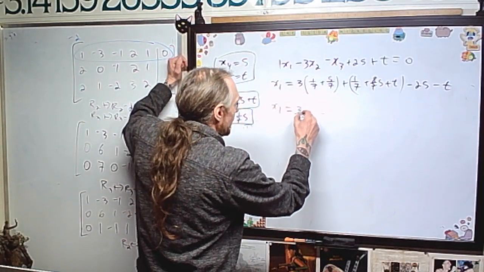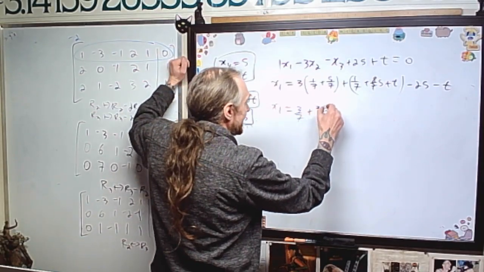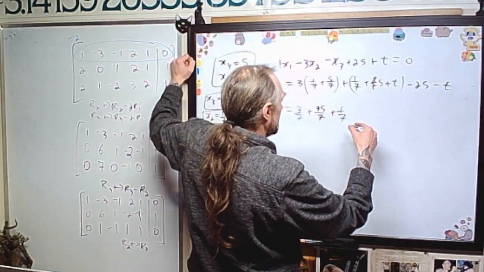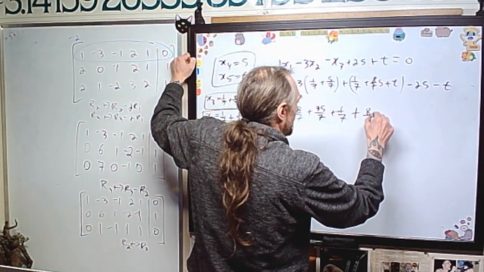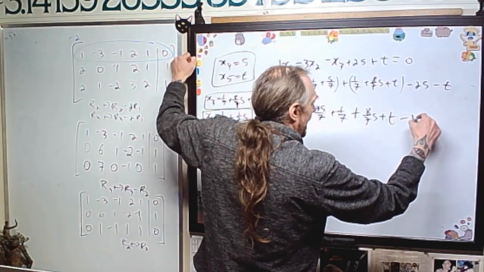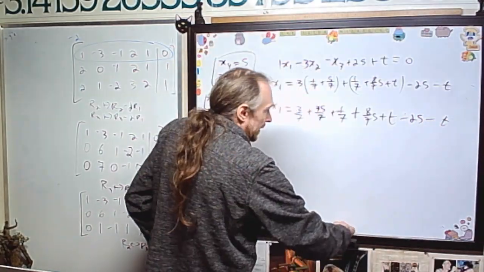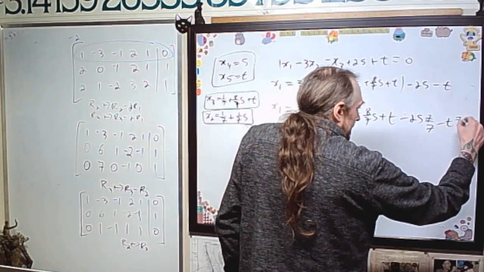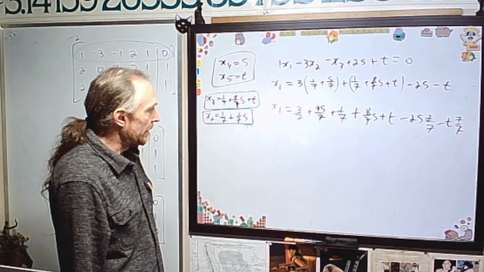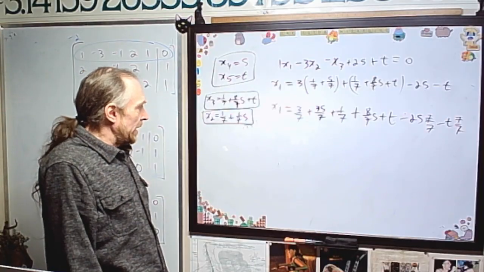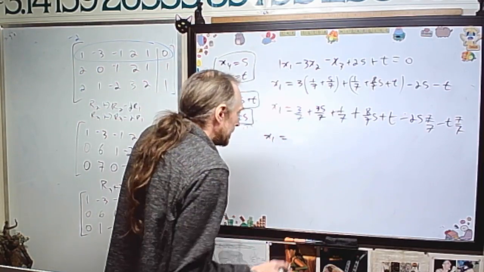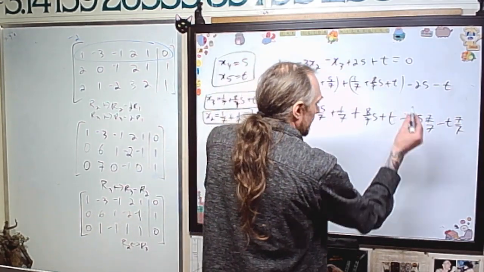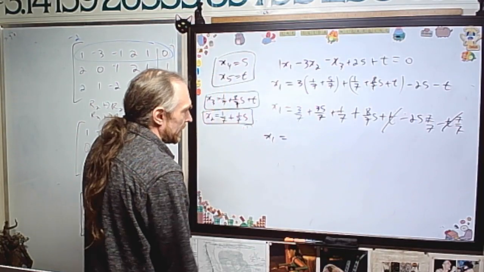x1 is 3 over 7 now, plus 3s over 7 plus 1 over 7. I'm just getting rid of the brackets. Plus 8 over 7 s plus t minus 2s minus t. Because it's denominator 7, we have to put 7 over 7, and then minus t times 7 over 7. Did I make a mistake? x1 is equal to, the constant is this guy. Oh, I don't even have to do that one. That one goes away now.